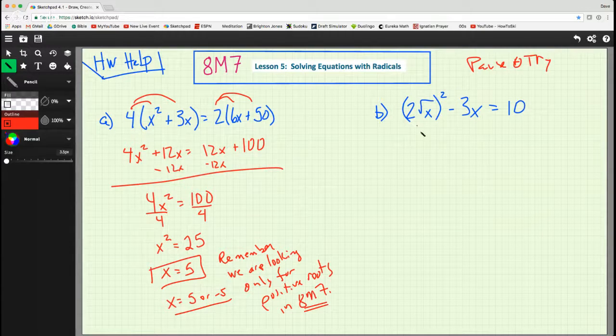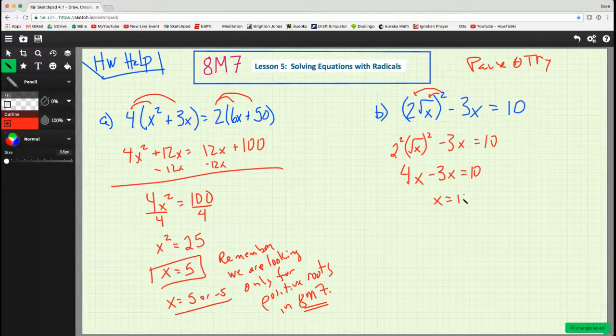Okay, so let's go over here. So this, we have to remember to apply our squared to both terms. And so we go 2 squared times square root of x squared minus 3x equals 10. So we get 4, and the square root of x squared is just x, minus 3x equals 10. Oh, well, 4x minus 3x is x equals 10. I didn't even have to do any square rooting here. I just solved the problem.